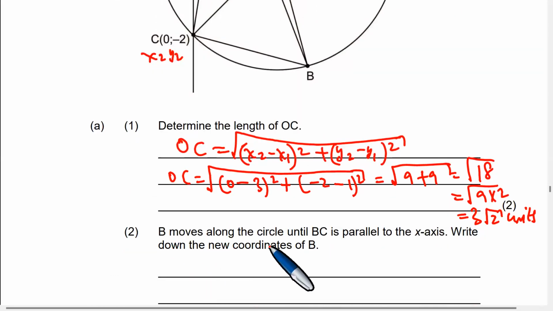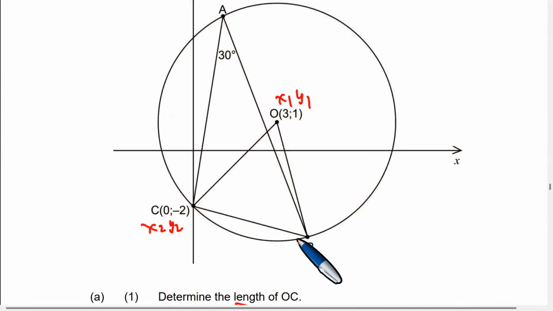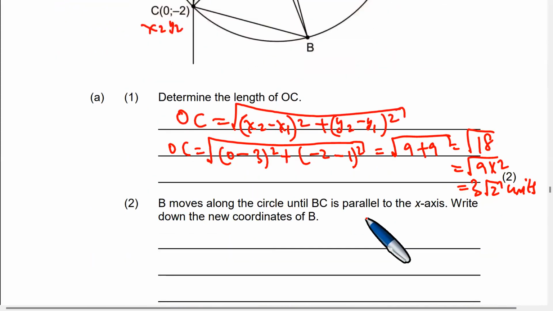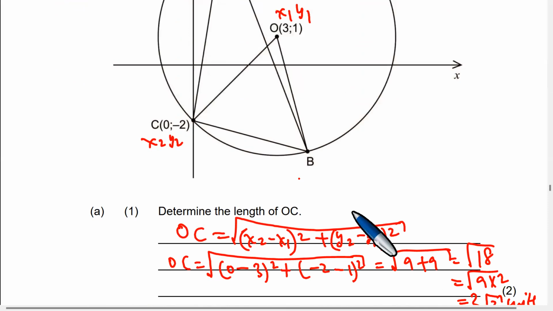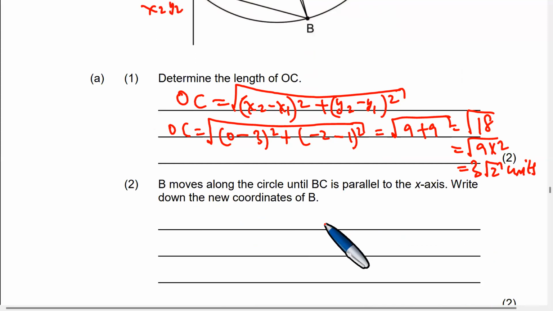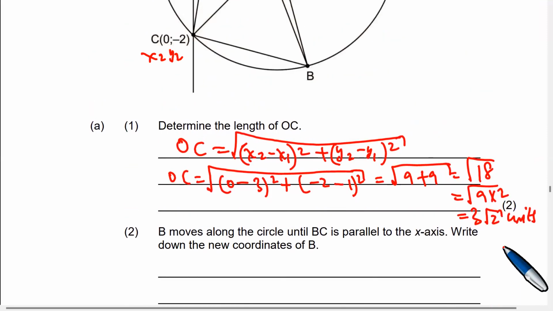B moves along the circle until BC is parallel to the x-axis. B moves along the circle. Okay, it's a movable point, it's a variable point. So you move it until this BC is parallel to the x-axis. Next question. Write down the new coordinates of B. Okay, how many marks? 2 marks.